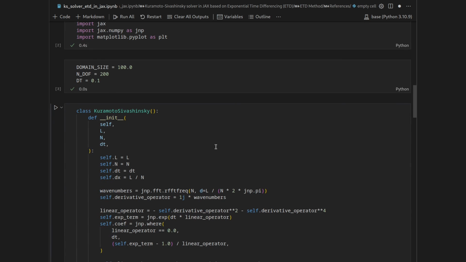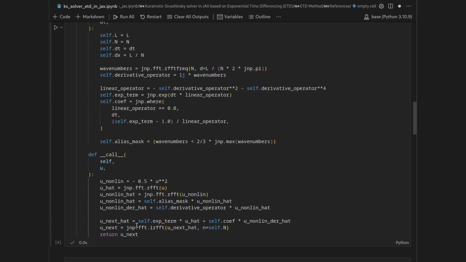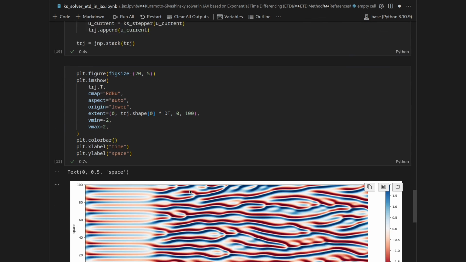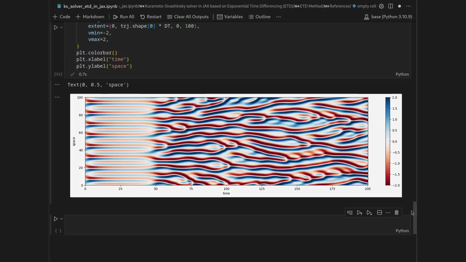And we implemented a convenient class that gives us an autoregressive time stepper, and this prepares all the coefficients and terms and then just gives us a call method which we can call on a state to advance it in time. And we use that to produce this very beautiful autoregressive rollout.